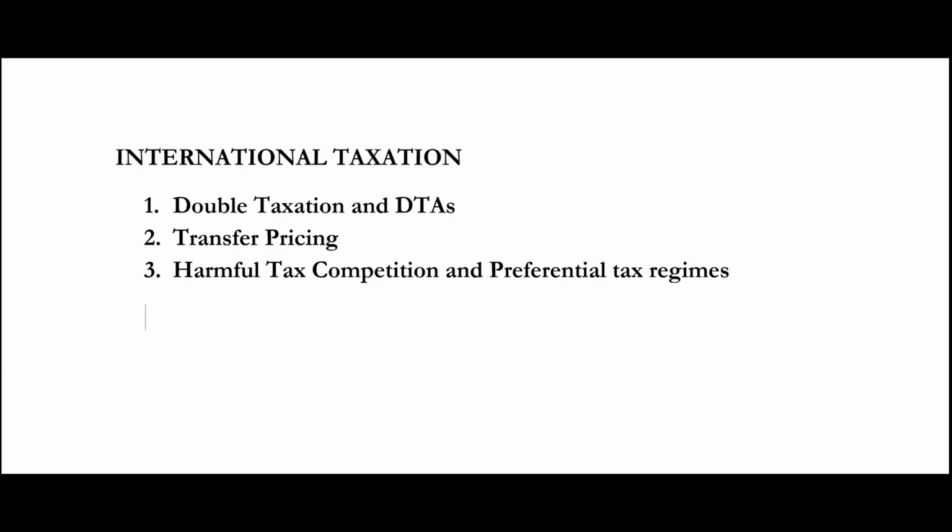So basically, if I want to break international tax down into three major areas, these are the major areas that I can break it down to: double taxation and DTAs, transfer pricing, and harmful tax competition and preferential tax regimes. This is like the ultimate blueprint to getting international tax. We are going to dive into the three main areas. I'll give you high priority areas, medium priority areas, low priority areas, areas that you can really focus on to succeed.